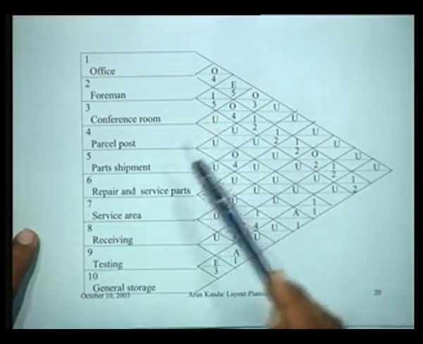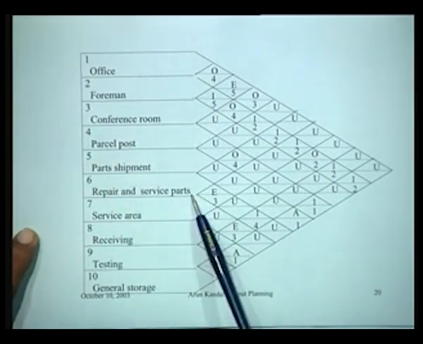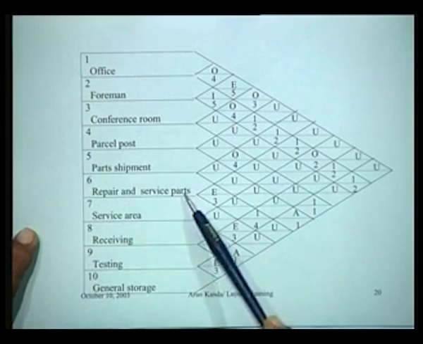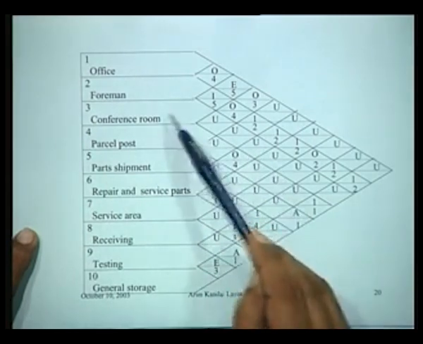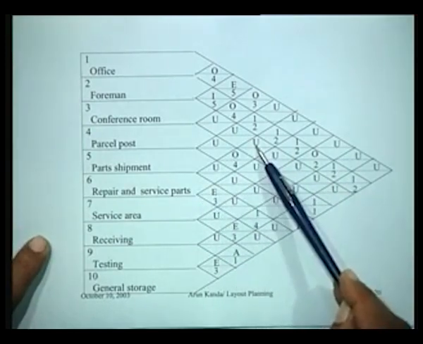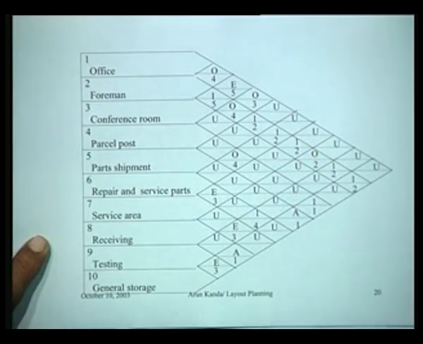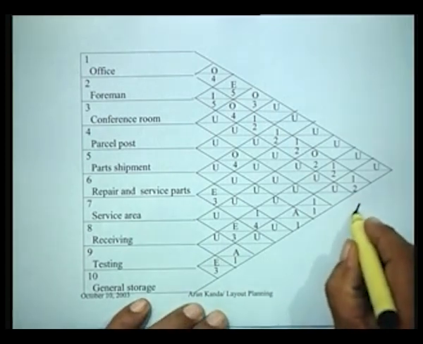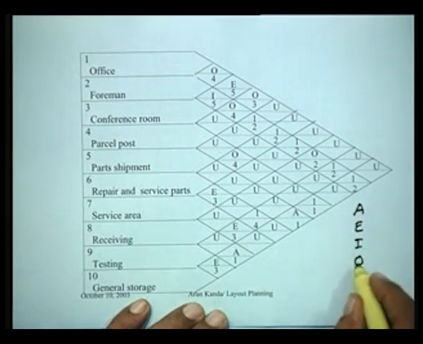So what you can say is, for instance, for each pair, as far as repair and service parts is concerned, its proximity to, for instance, the conference room is unimportant. So we give a U rating here. So this is the significance of the U. You have various ratings. Normally what we give is, we give typically the ratings A, E, I, O, U and X.